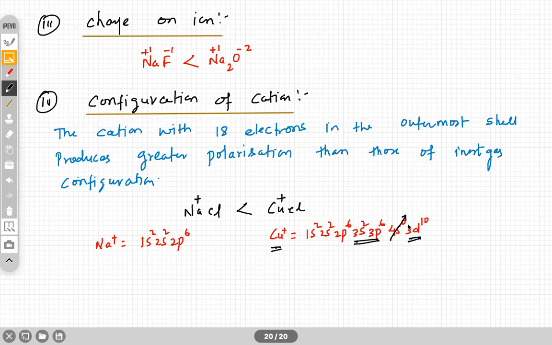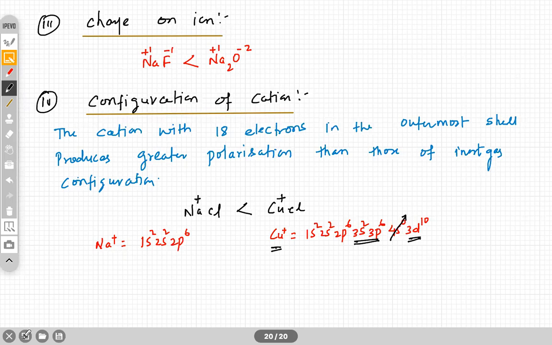Right? So since CuCl has more covalent character, the bond is weaker than NaCl. Ionic bond is the stronger bond, right? Because of electrostatic pull. Hence, it is easier to break CuCl. Correct? Okay. This is it. Polarization, the various factors we have discussed.